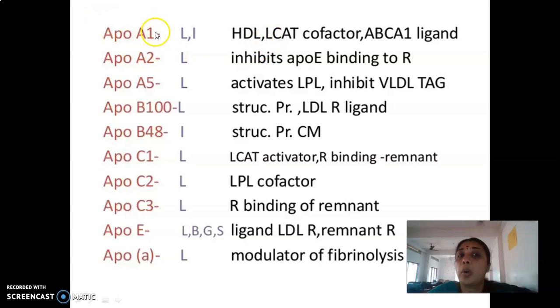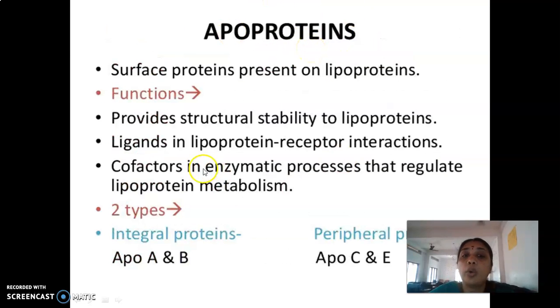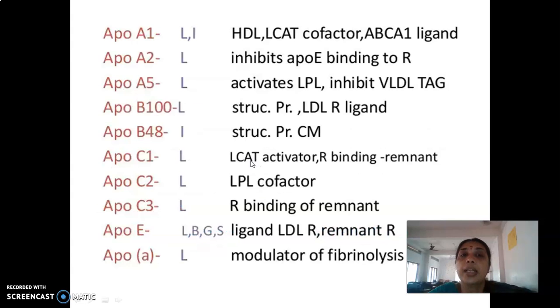And what is the function of ApoA1? It is present on HDL. Then, as we said earlier, they can act as cofactors for enzymes, right? So ApoA1 is a cofactor for the enzyme LCAT, lecithin cholesterol acyl transferase, an enzyme coming in cholesterol metabolism. For the enzyme LCAT to function, it requires ApoA1 as a cofactor.